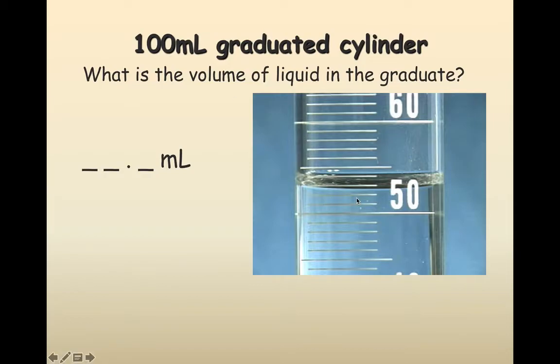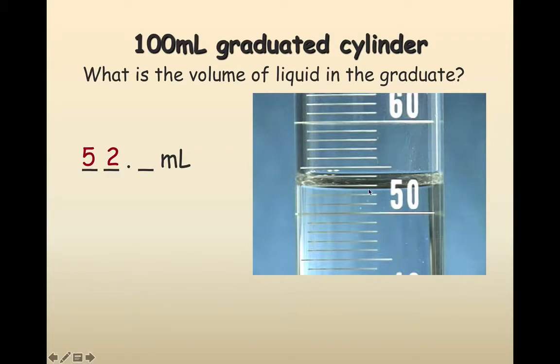So let's take a look at this graduated cylinder. The markings are the measurements that we can be sure about. If we read this graduated cylinder, and remember we read from the bottom of the curved meniscus right here, right now we're sure about the 50, 51, 52. So 52 is certain.